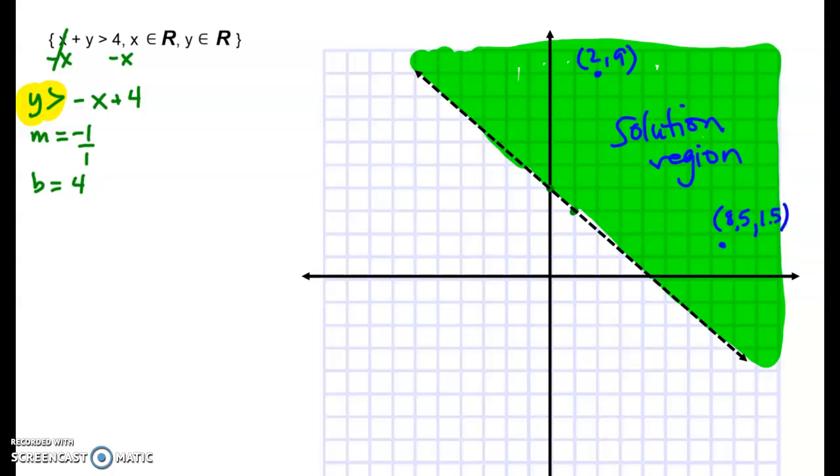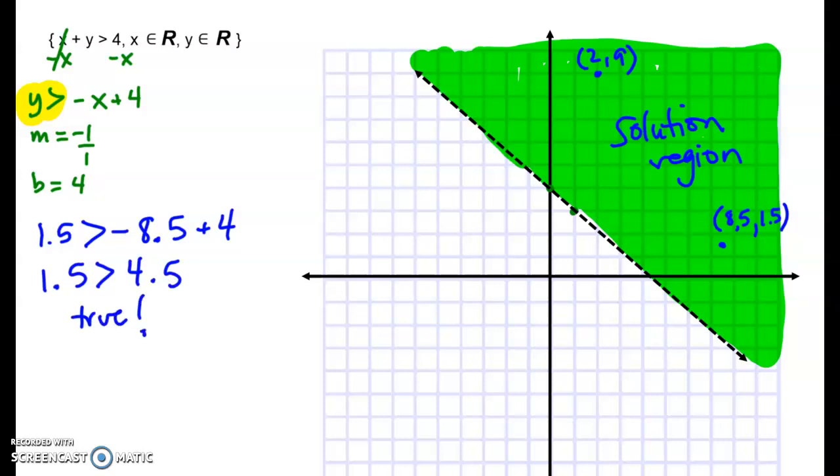Any point that we pick in this solution region, if we put that in for x and y into our equation, it should make the inequality true. So let's just do that. I'm going to put 1.5 in for y: 1.5 is greater than negative 8.5 plus 4. And yes, that's true. Anything you pick in the green solution region will make this inequality true. If you picked a point from outside the solution region, it would make this inequality false.